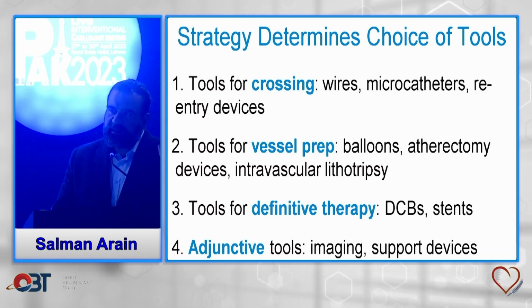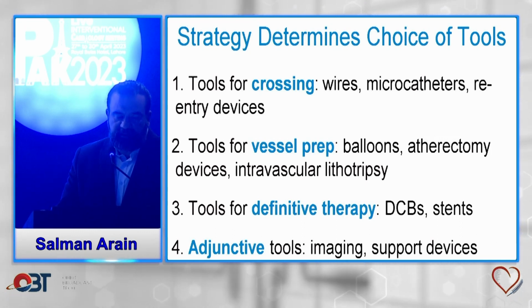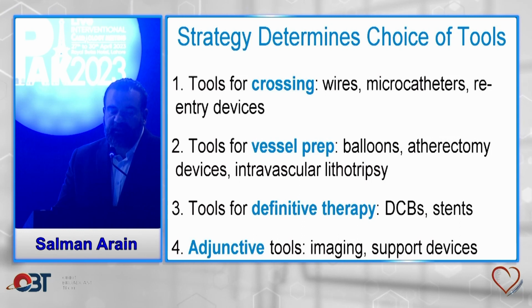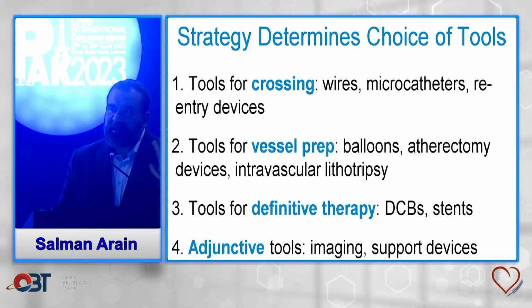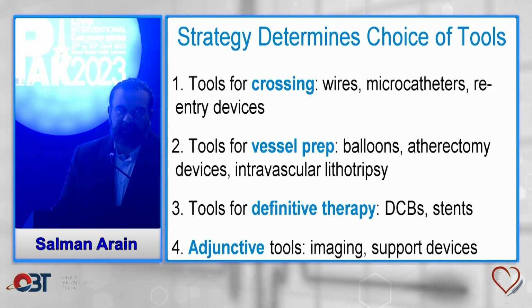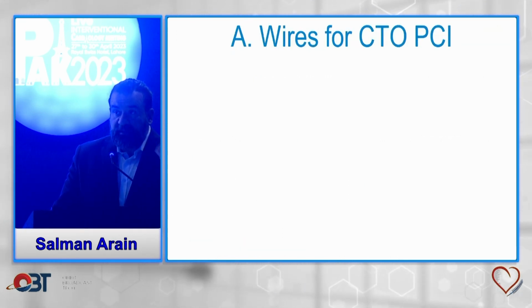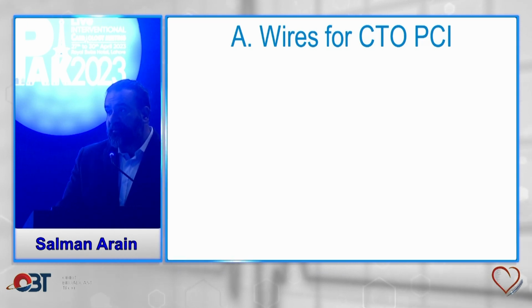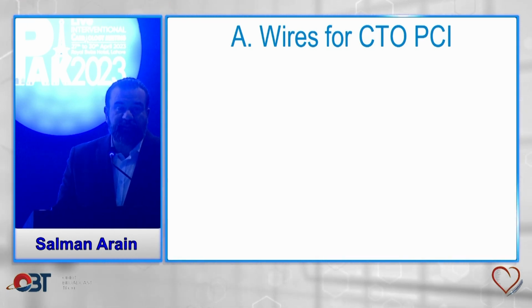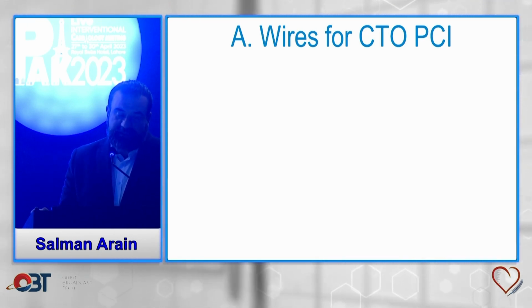So in this talk, we'll just focus on perhaps the first and the second, the tools for crossing, because I think that's one of the most rate-limiting steps for most CTOs. And inshallah, there'll be other talks on some of the other aspects. So let's start with wires. Wires are the essence of any intervention. We cannot do intervention without wires, at least in this day and age.